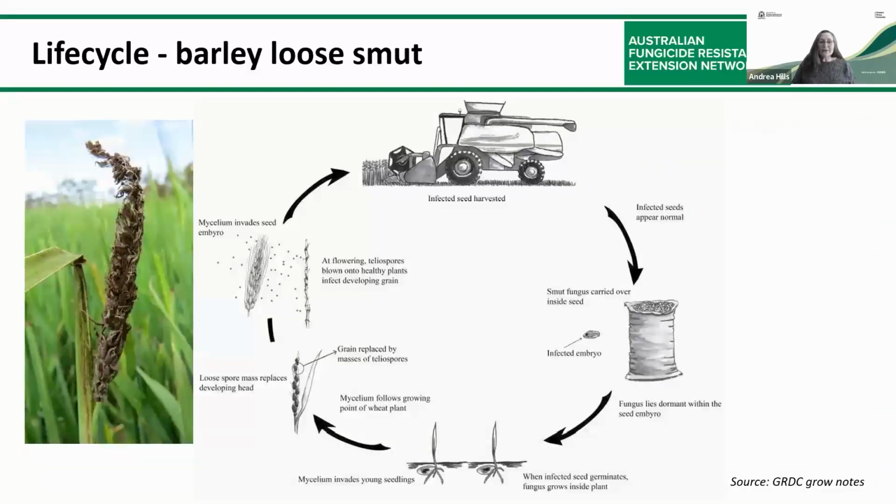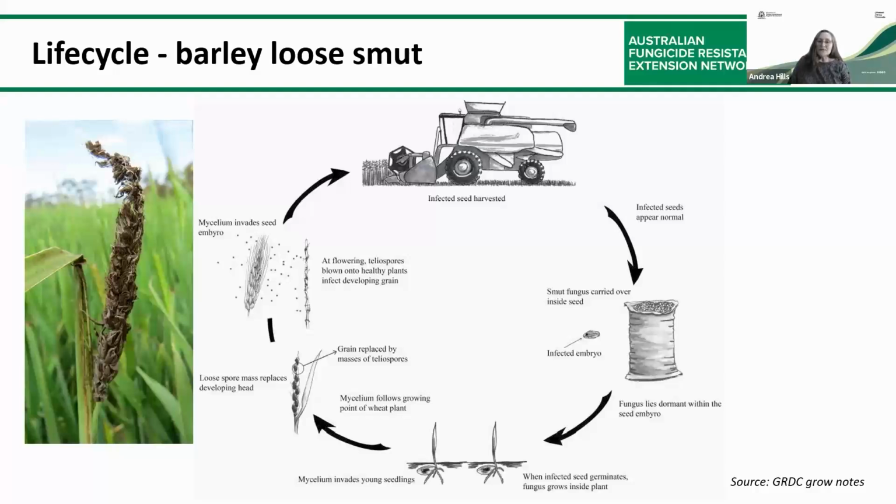If we have a look at the life cycle now, we're at this point on the left where we can see smutted heads in the crop. And as I said, they're blowing those smut spores onto their neighbours and infecting that developing grain, even though they may be only flowering. The spore lands on the flower, grows into that embryo, and it sits there dormant.